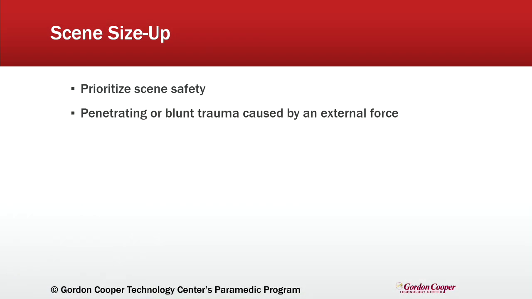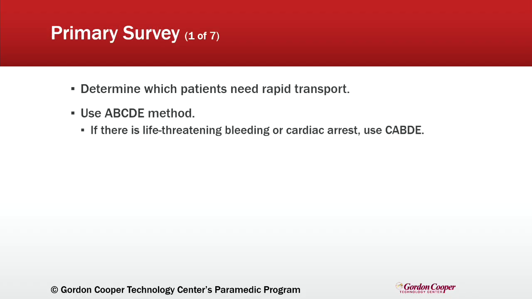Of course, whenever we're doing a scene size up, top priority is the safety of you and your team, and then your patient, and then bystanders, kind of in that order. Both penetrating and blunt trauma are caused by an external force. So we want to make sure that that external force that caused this trauma is still not a threat to us. We want to make sure that the scene is safe, and then try to make a determination of what the cause of this was, and if there's any other interventions that need to take place. So determine which patients need the most care and attention.